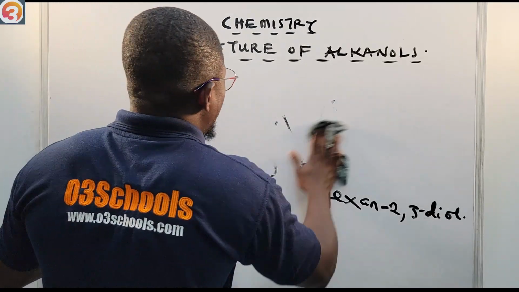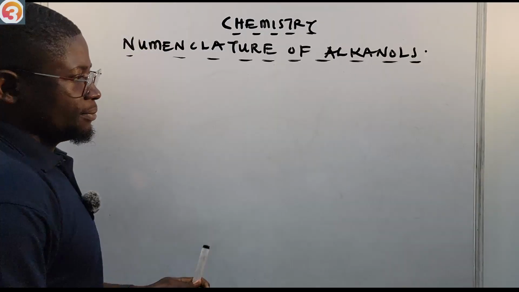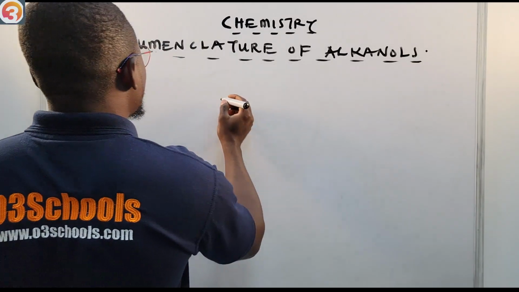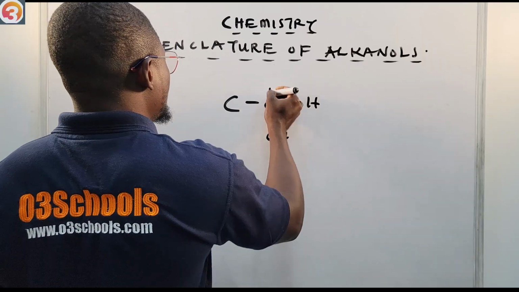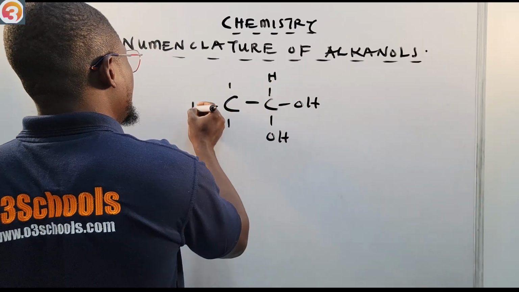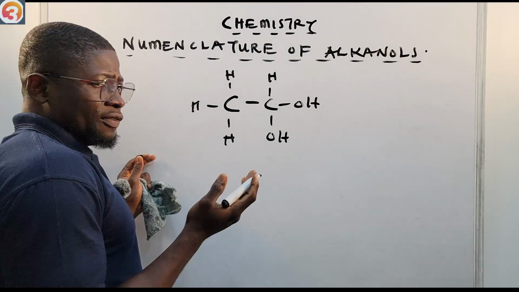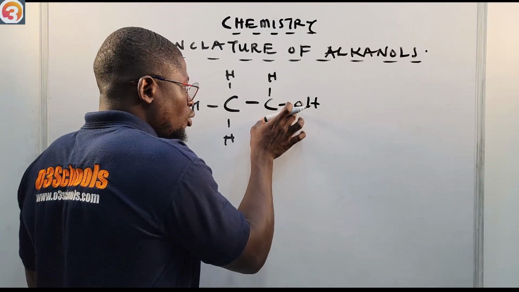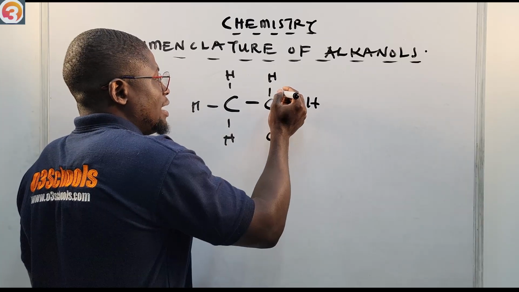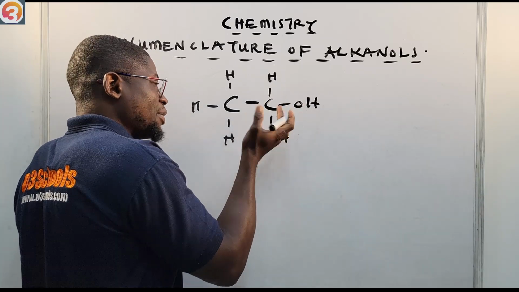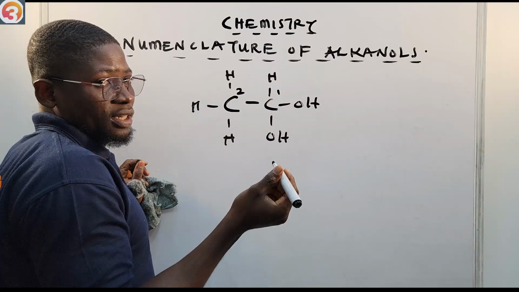Let's say we have a very easy one. C, OH, OH, H, H, H. So now we have this. It becomes very easy because our OH functional groups are on 1 carbon. They are on the same carbon. If we number, obviously we are going to number from right to left. This will be 1, this will be 2.